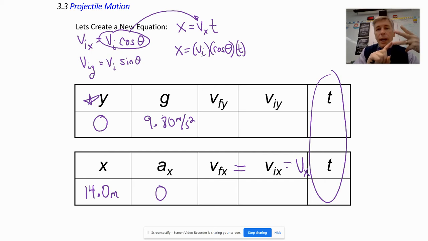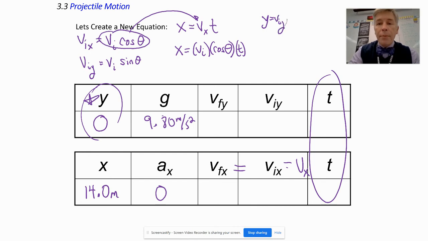But here's the cool part. I usually can find time using my vertical stuff. So that's how I'm going to do it. The equation I'm going to use, since I know that y is equal to 0, is I'm going to go after that equation. So just kind of bear with me a second. It says that y is equal to VIY t minus 1/2 gt squared.